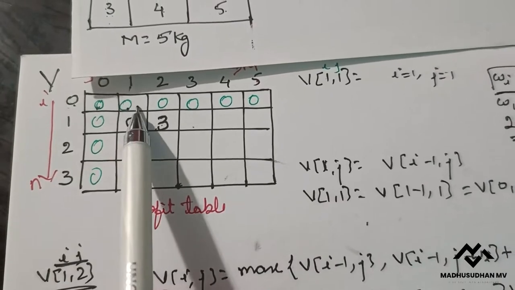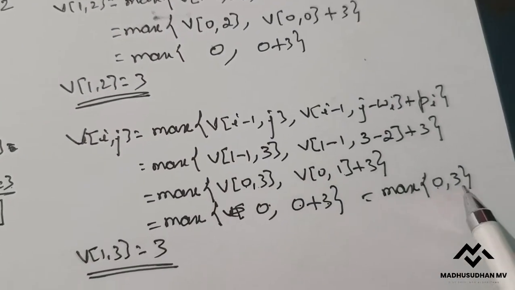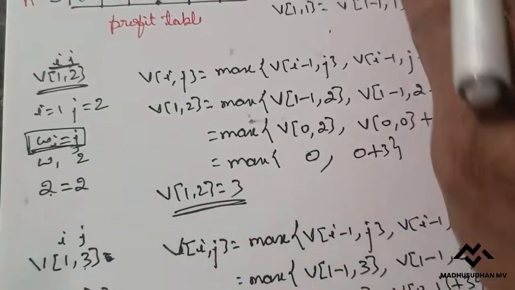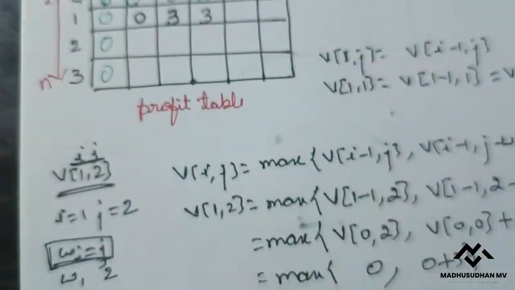And V of 0 comma 1 we already calculated, no need to calculate once again, so we replace it and add 3. So the maximum of 0 and 3: which is maximum? 3 is maximum. So I got V of 1 comma 3. Let us update this table. V of 1 comma 3 is 3.